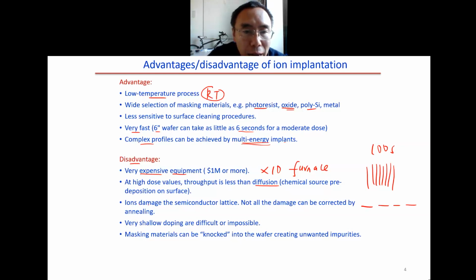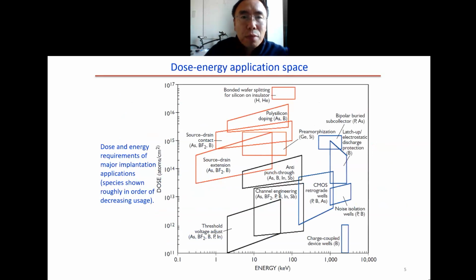Another disadvantage is ion damage, and not all the damage can be repaired by the annealing process. A very shallow doping is difficult or impossible because ions need some energy to implant into the silicon, and the mask material can be knocked into the wafer to create some unwanted impurities.